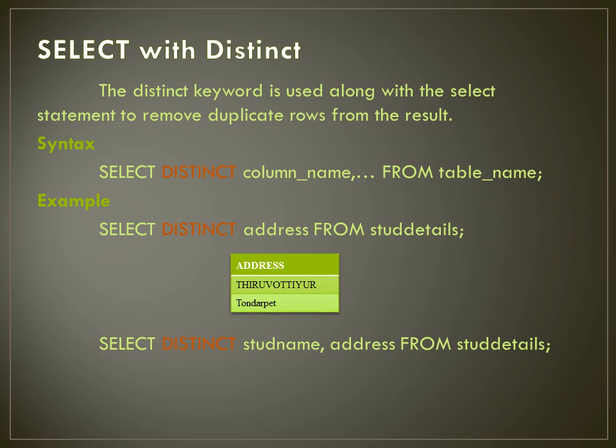Next, we can also have the distinct keyword with multiple fields. We can use more than one field in the SQL select statement. Example, select distinct student name, comma, address from student details. Now we are giving two fields with the distinct keyword.